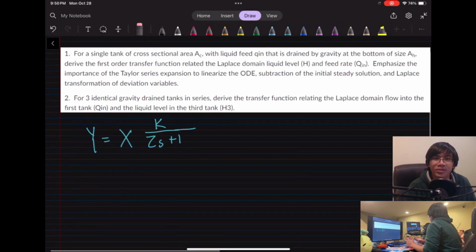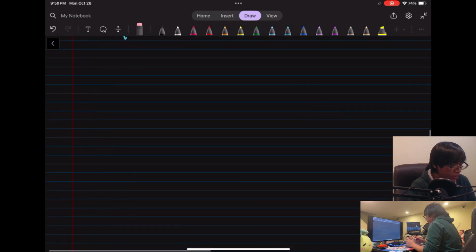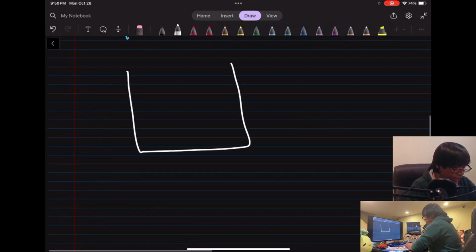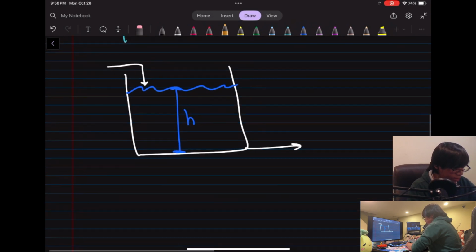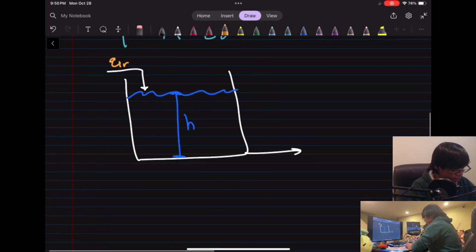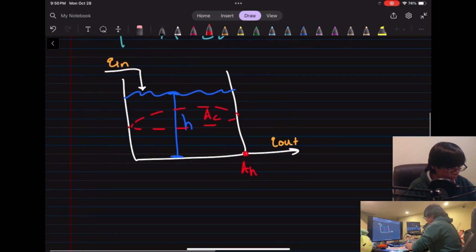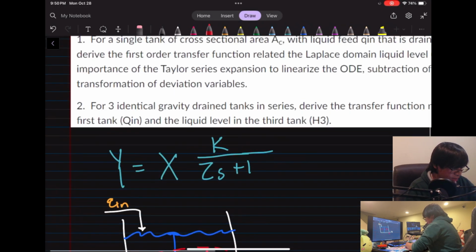Hopefully that's enough time for you to read over the problem, but we'll start with our most simple tank here. Just some tank. We have an inlet and outlet flow. We had some height of water denoted by h, a function of time. Then we had our inlet and outlet flows, so maybe Q in, Q out. Cross-sectional area AC, and then the area of the hole where it's coming out, purely gravity drained. Is there anything else I'm missing?